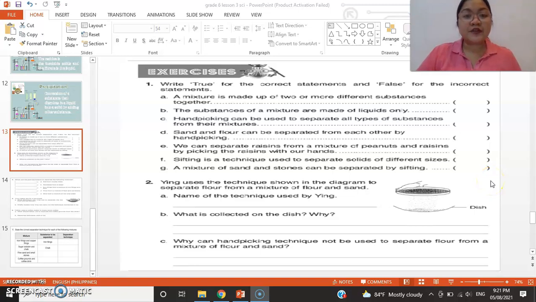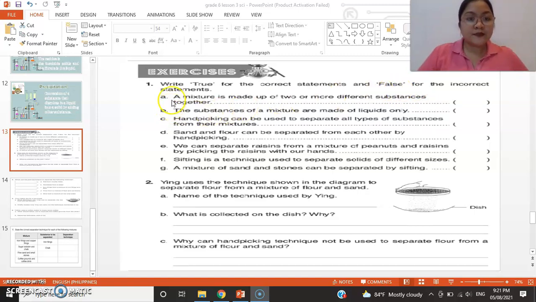Alright, so for today's activity, can you please get your workbook and open it on page 22 and 23. So let's try to answer the different exercises. Alright, ready? So number 1, write true for the correct statements and false for the incorrect statements. Again, write true if it is correct and write false if it's not correct.